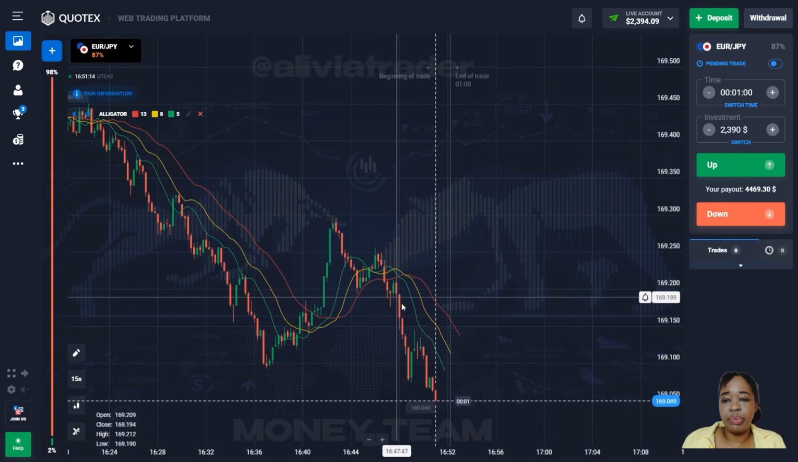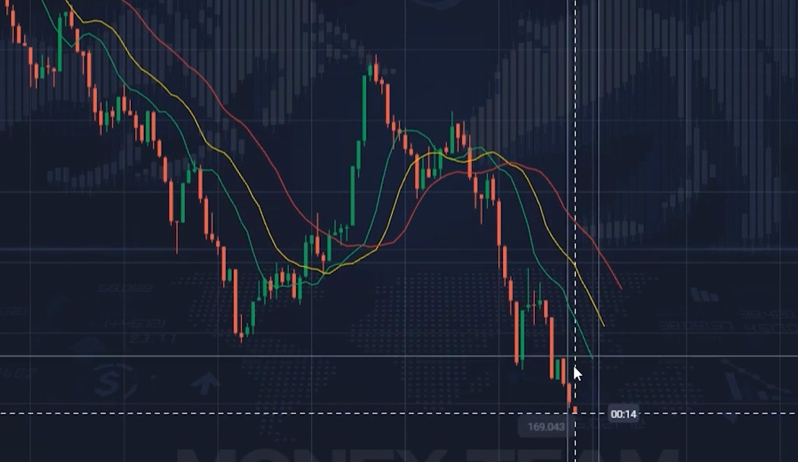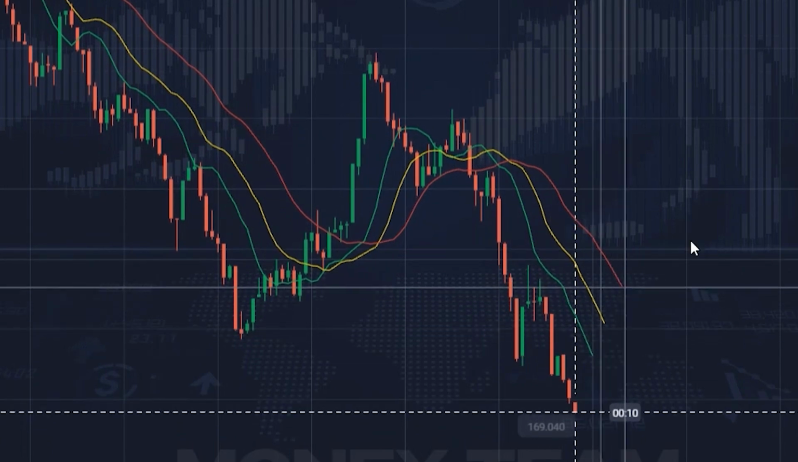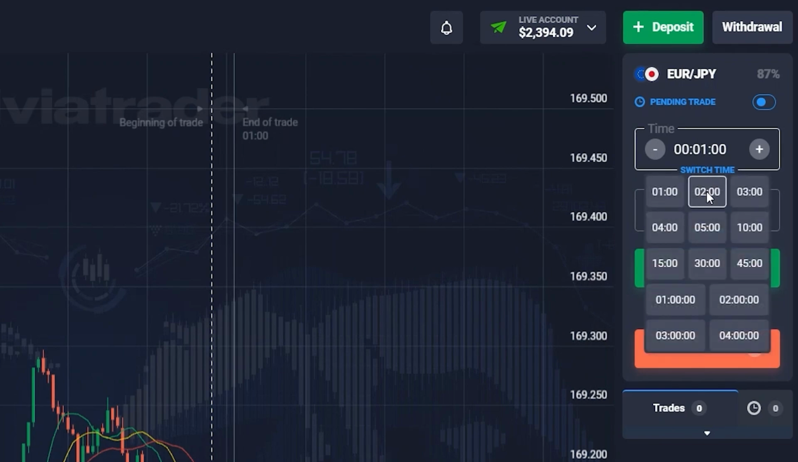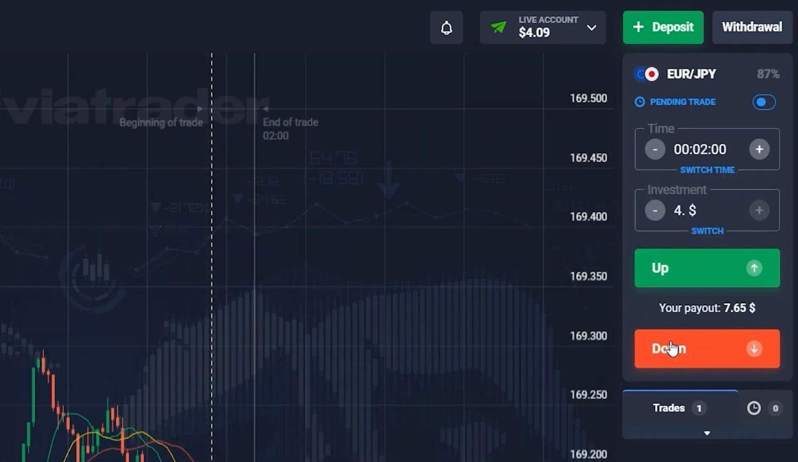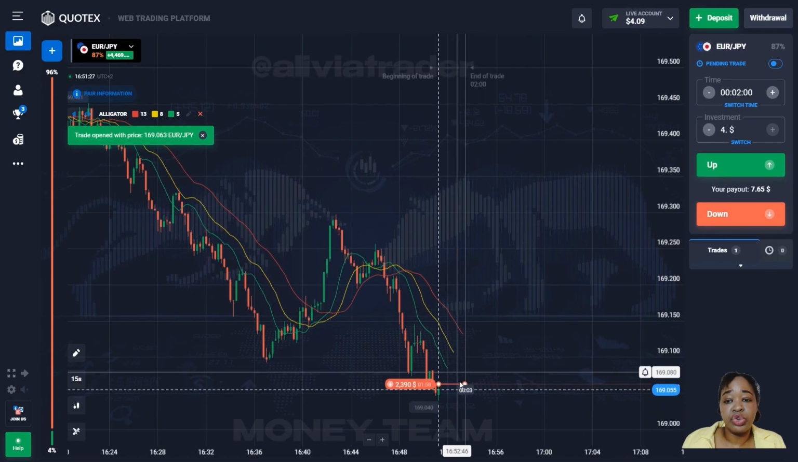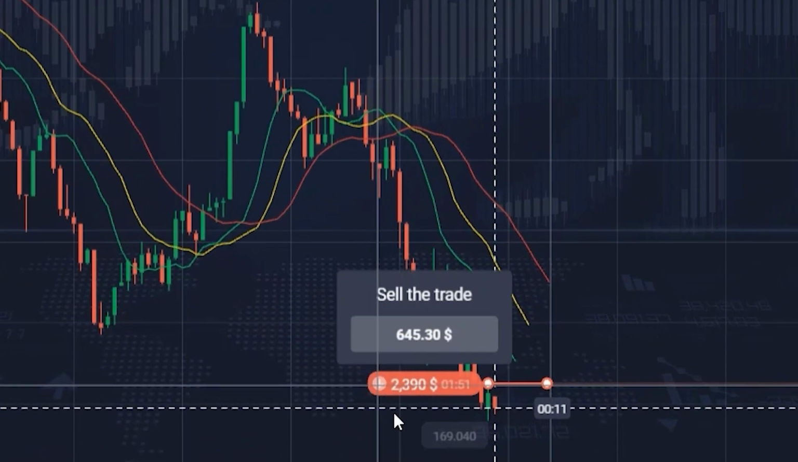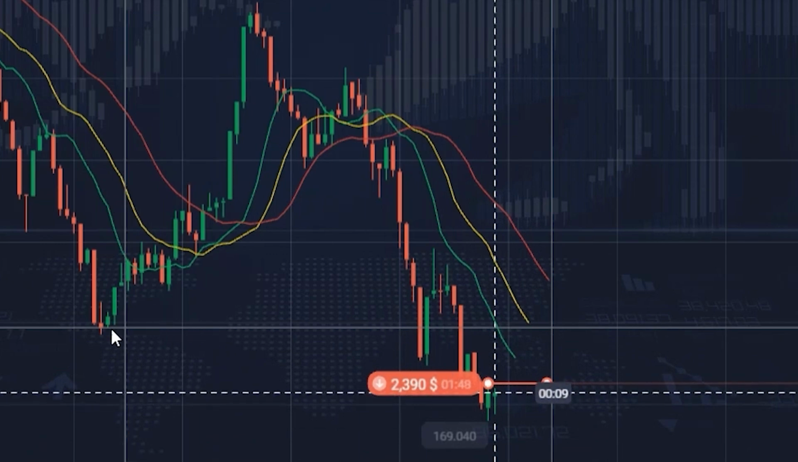So here you can see the price continues to move downwards. At the same time, you can see that the alligator indicator slides are directed downward and are very far from each other. In this situation, I'm going to open a 2 minute down trade as the indicator tells me the price is more likely to continue moving downward in a downtrend. Also, as you can see, the price is already moving below the last price minimum.